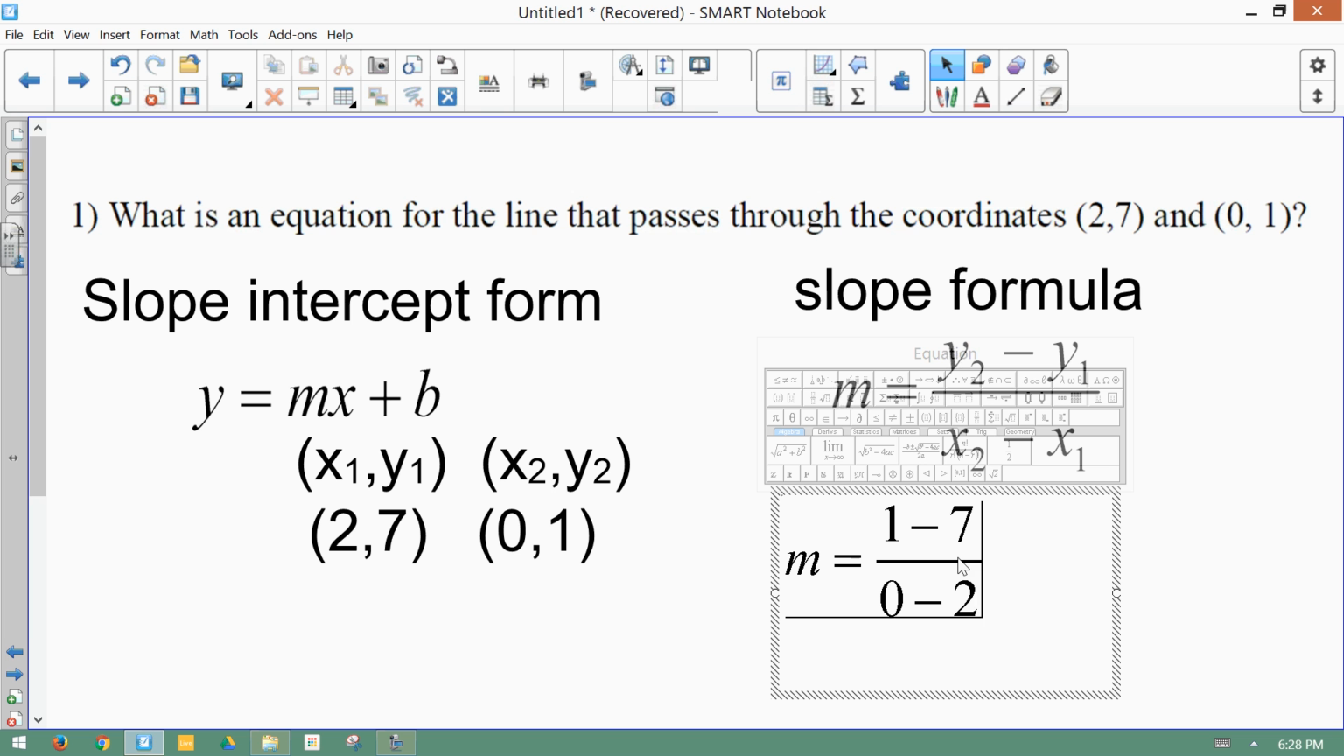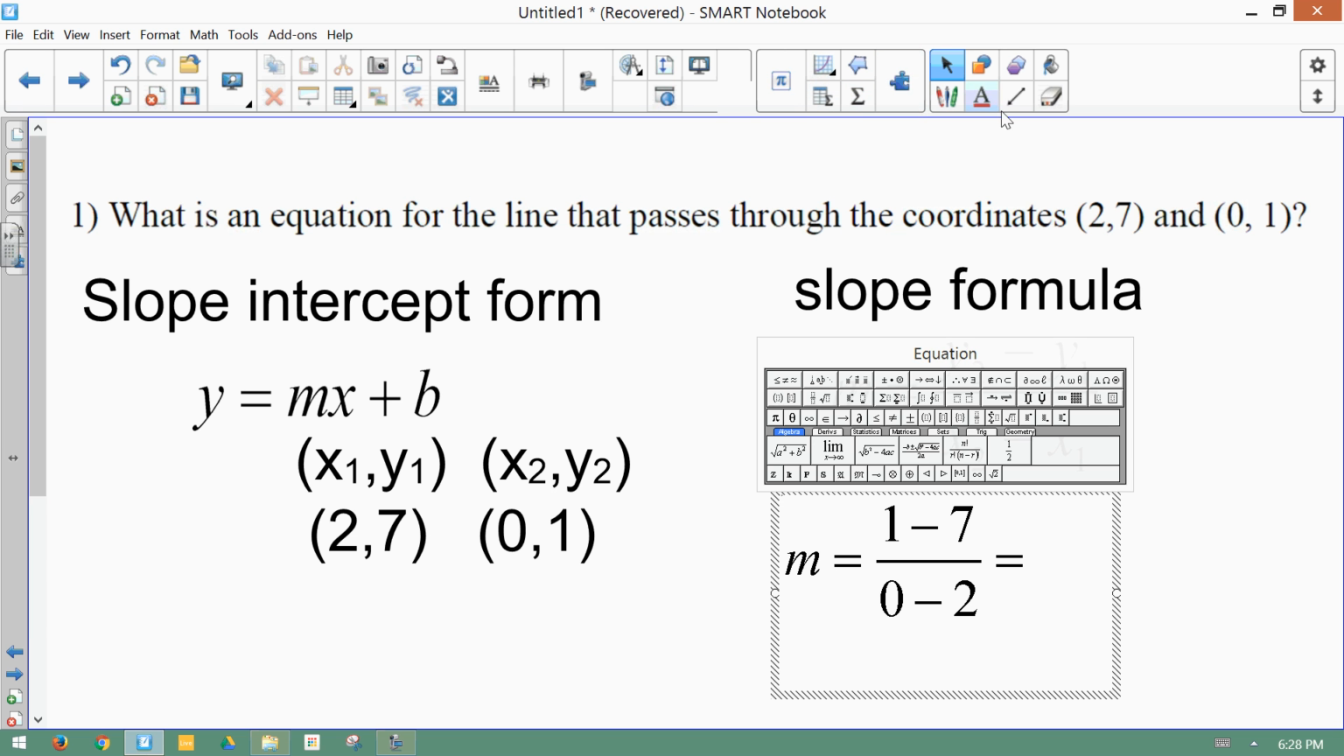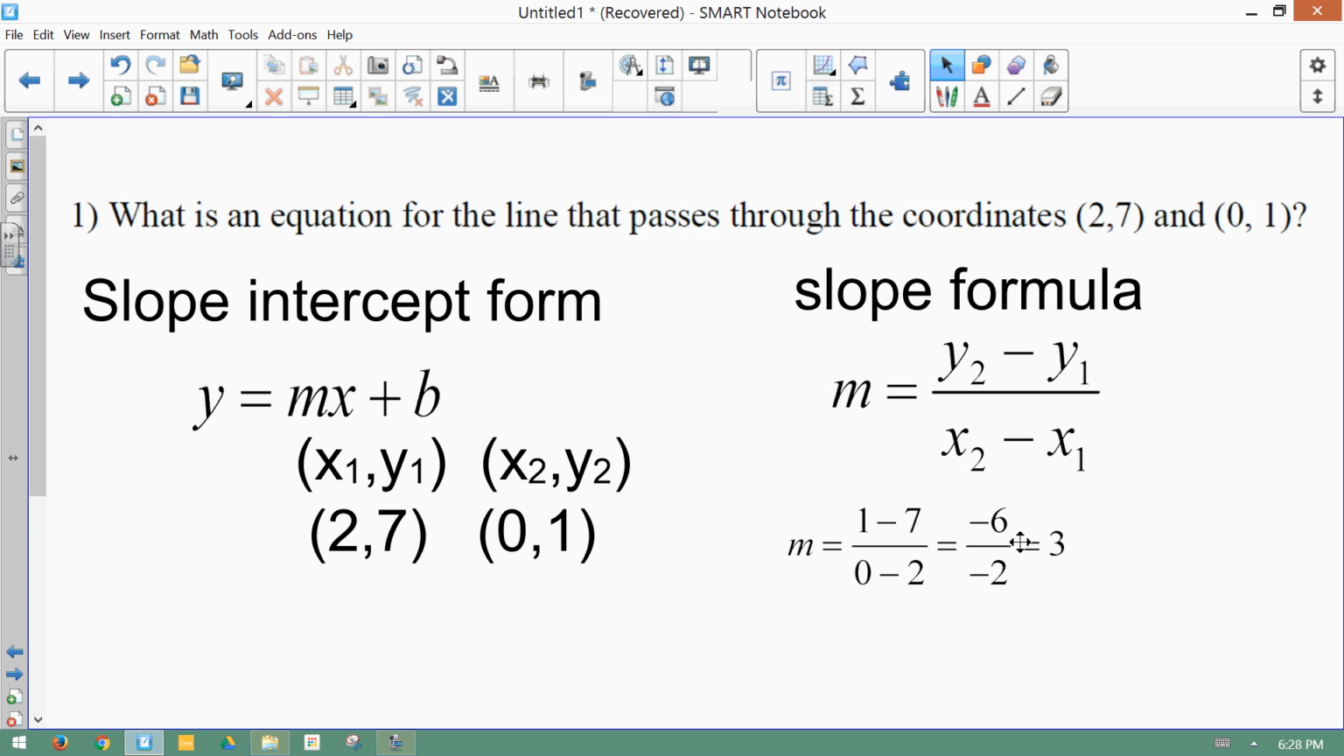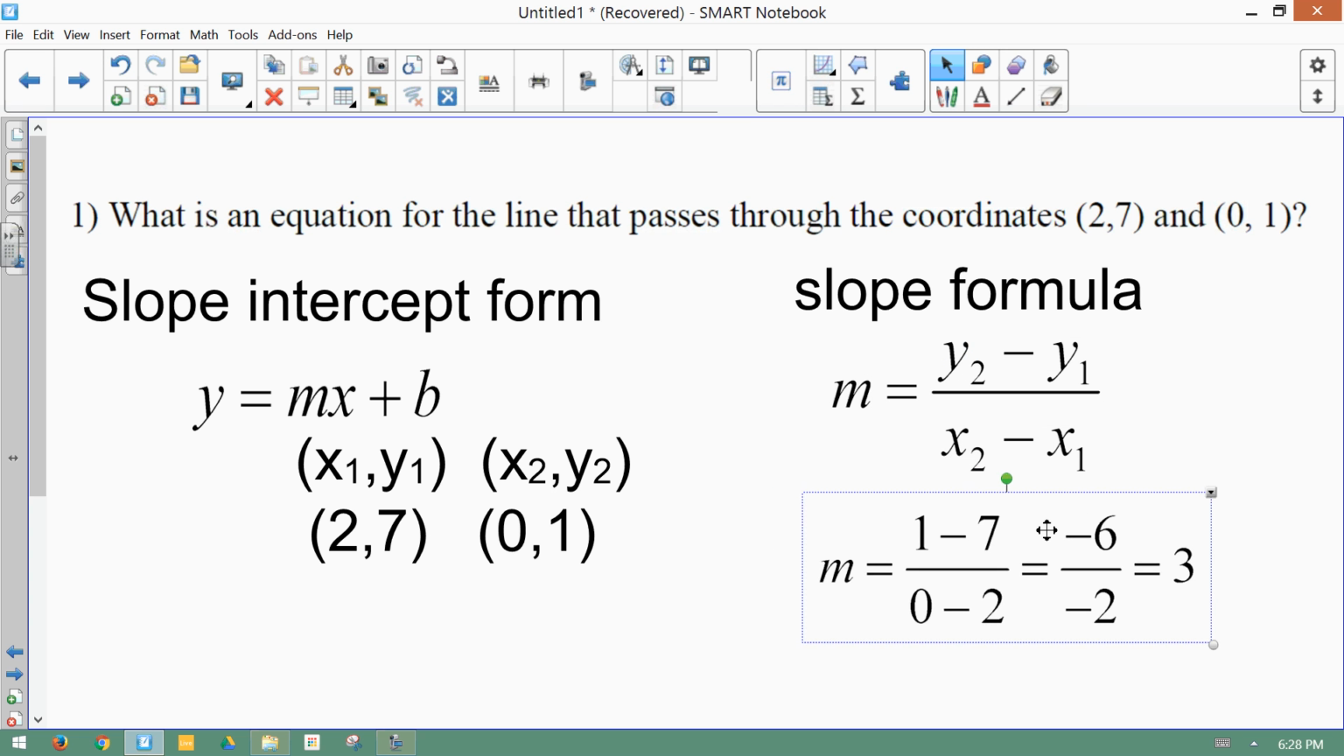So let's see what that's equal to. You don't have calculators today, but you can use your phone and Desmos. You can go to desmos.com, and I'll show that link again. Let's simplify this. It gives us negative 6 over negative 2, which is equal to positive 3. So our slope is equal to 3.